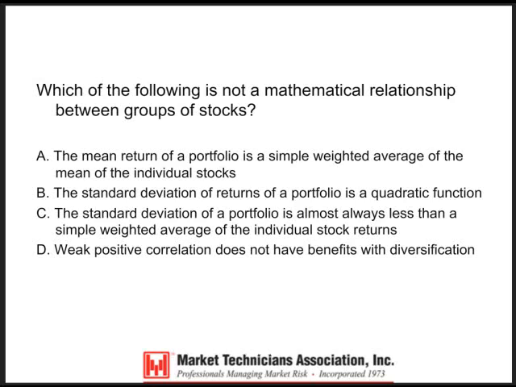Great. Moving on to the next one. Which of the following is not a mathematical relationship between groups of stocks? Where weak positive correlation does not have benefits for diversification. That's actually what we're looking for. We're looking for a weak correlation between a number of stocks, if you will, into a portfolio to get diversification. So that answer is D.